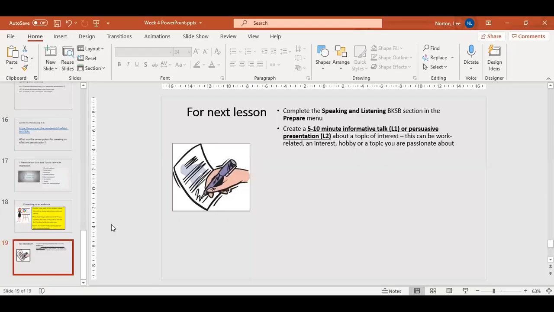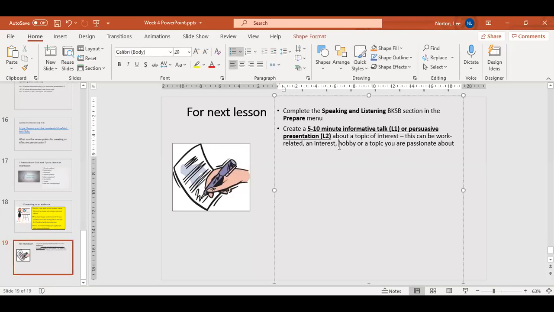Okay, so the very last thing for you is to start planning. So to do this, you can complete the speak and listening BKSB section in the prepare menu. So we've been working in the learn menu. Now you might want to think about having a look in prepare. I'd also like you to create your 5 to 10 minute informative talks, or if you're level 2, persuasive presentations, and send them to me. We will be aiming to present them on the Monday when I'm back. So I would like to discuss the ideas with you for that.